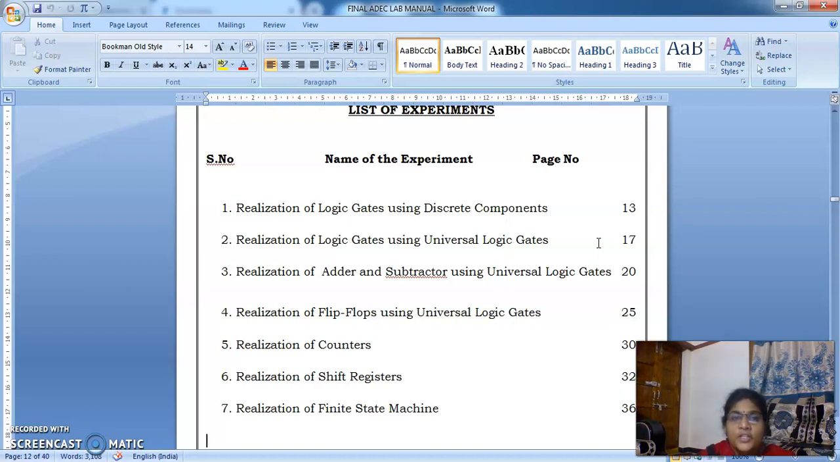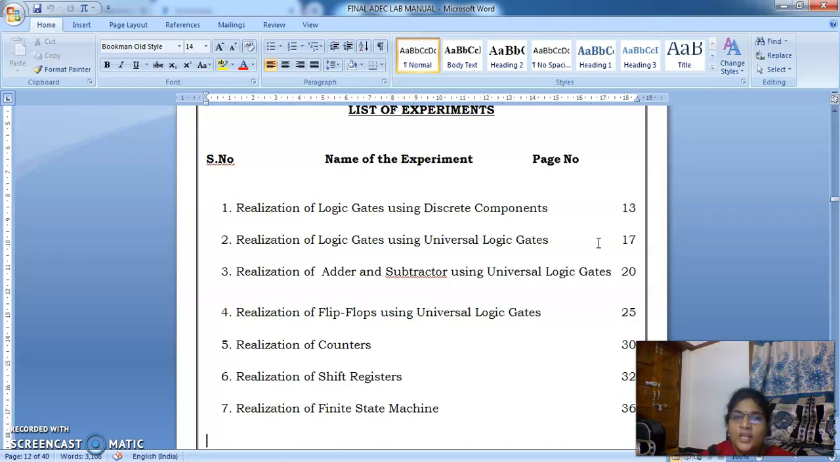The second experiment is realization of logic gates using universal logic gates. Among all the logic gates, the universal logic gates are NAND and NOR. By using NAND and NOR logics, we are going to construct AND gate, OR gate, NOT gate, XOR, XNOR. Like that, we have to do the second experiment.